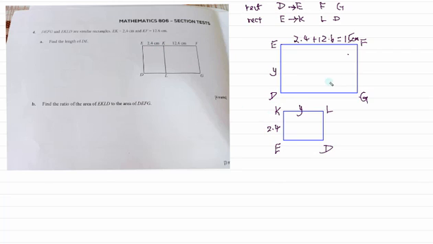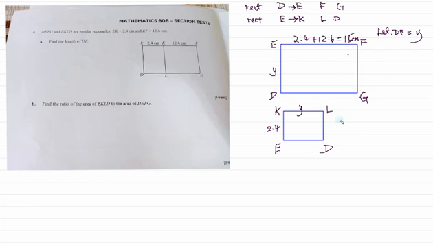Okay, now the question asked is what is the length of DE, which is this one. Let's let DE equal to Y. Okay, DE equal to Y. This is what the question wants to know.